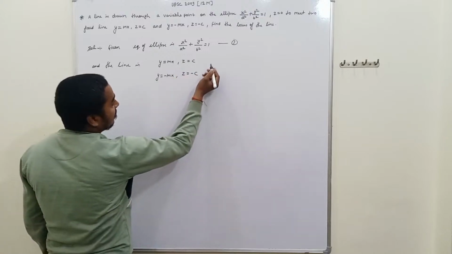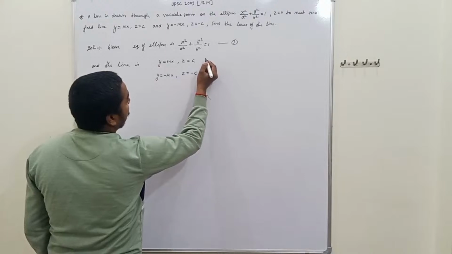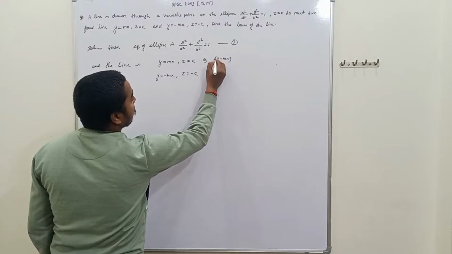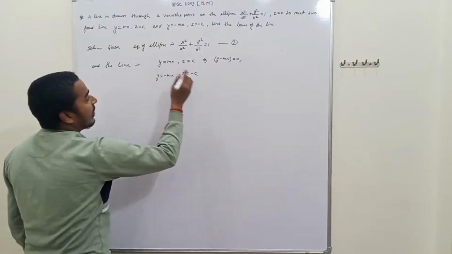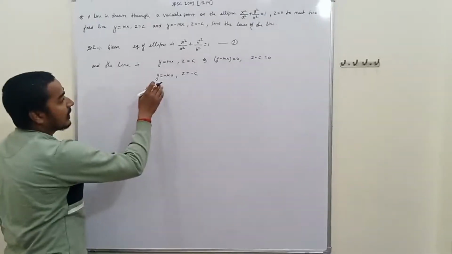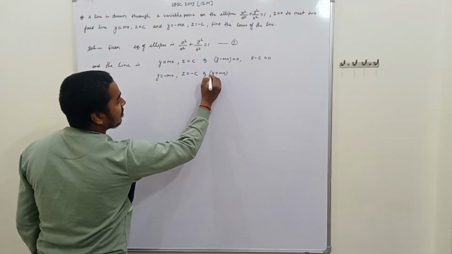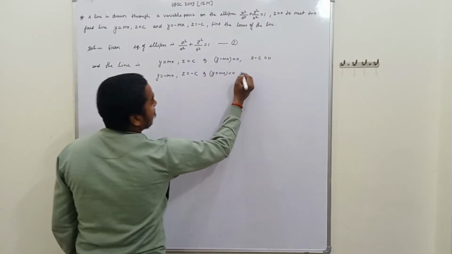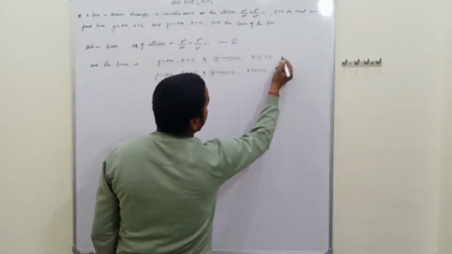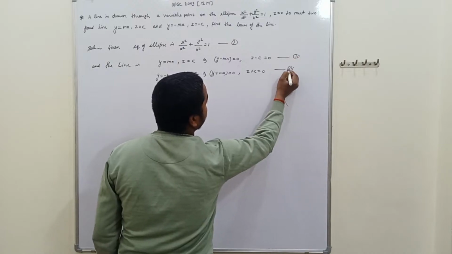We can also write it in the form of y minus mx is equal to 0 and z minus c is equal to 0. And for the second line we can also write y plus mx is equal to 0 and z plus c is equal to 0. Let this be equation 2 and this is equation 3.